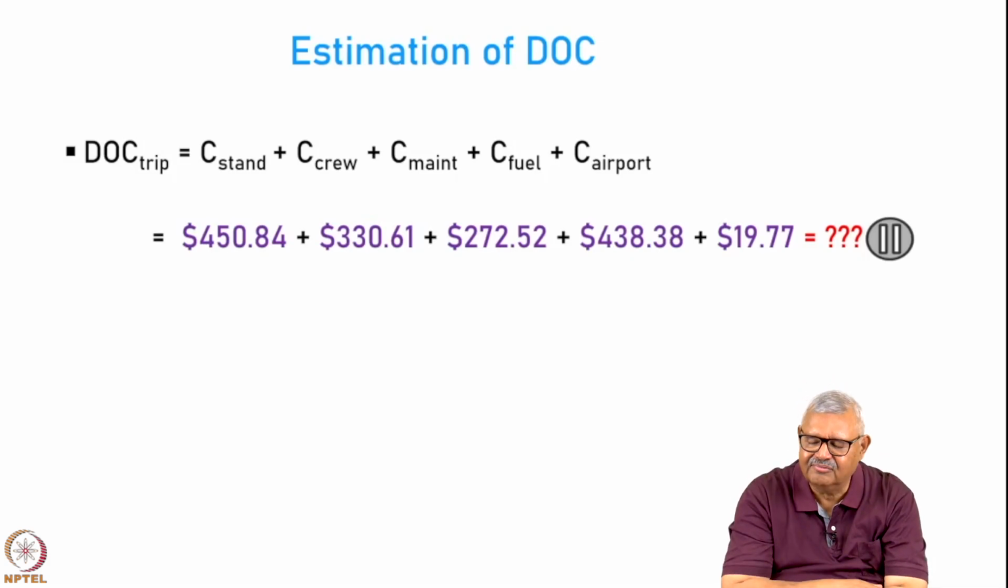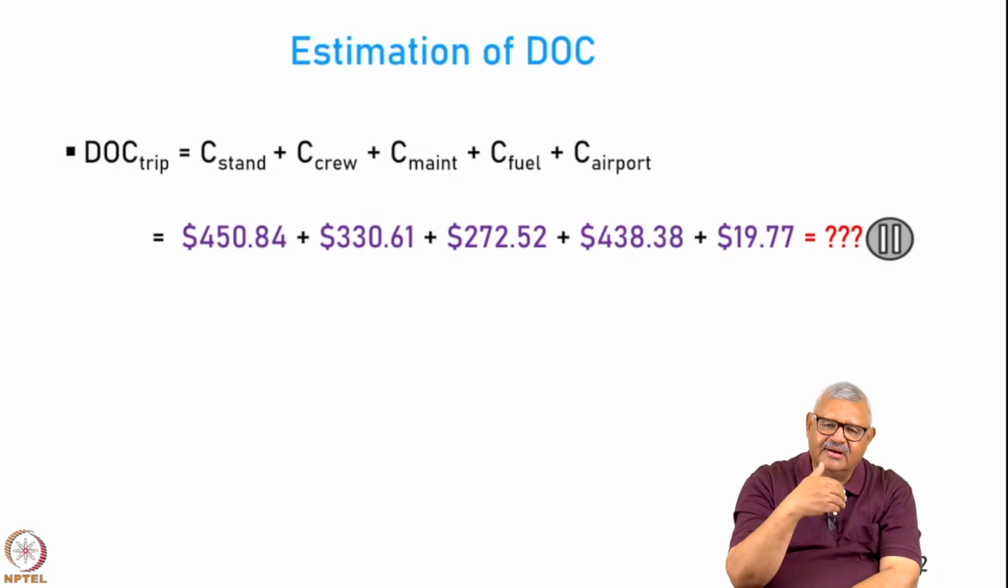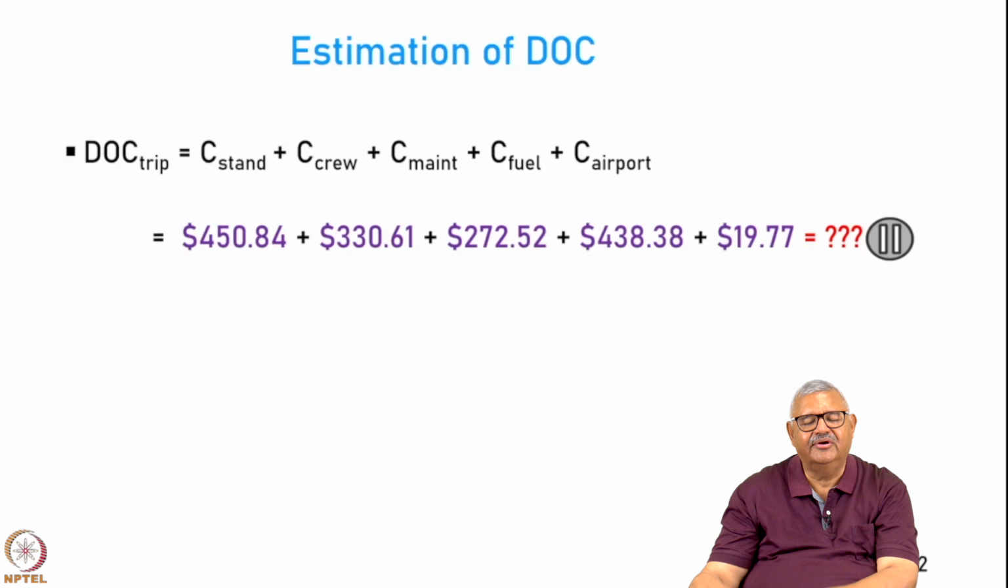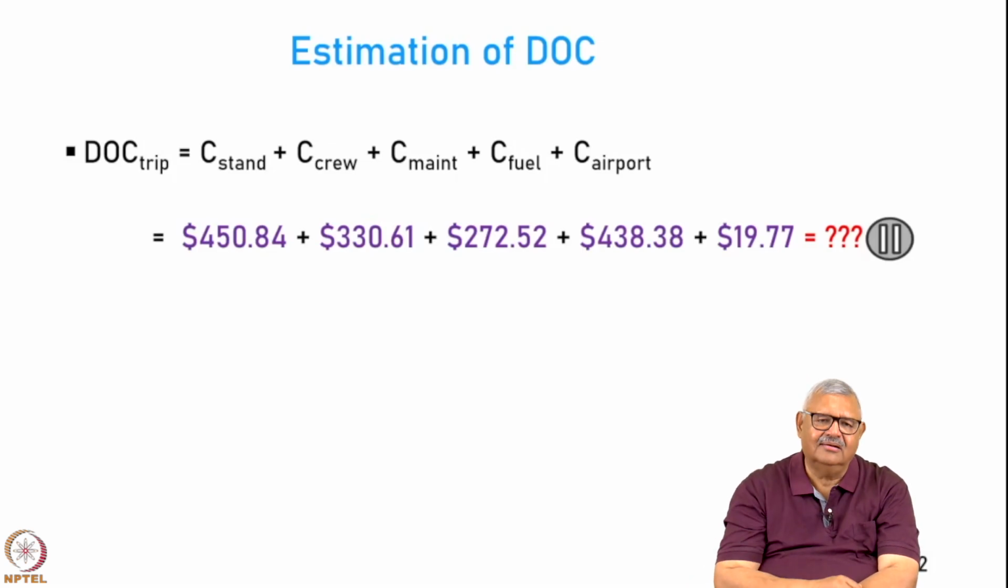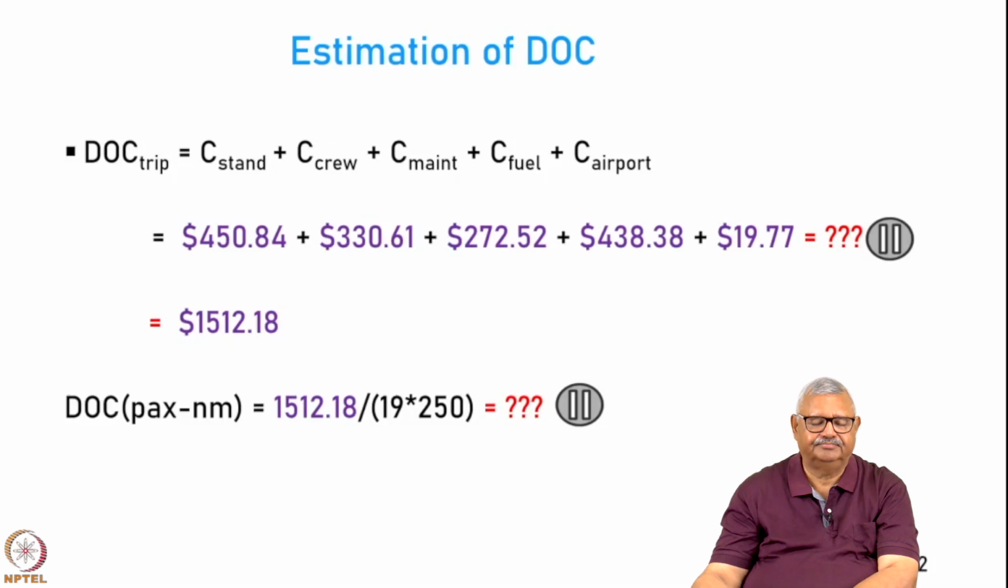Now, in this case, we have very low airport charges compared to all the others, because the government is encouraging operation of small aircraft at domestic airports. So, it is giving concessions, but if you operate larger aircraft, you may not have such a stark difference. So, please pause and calculate the value. The number is $1,512.18. This is the DOC per trip.